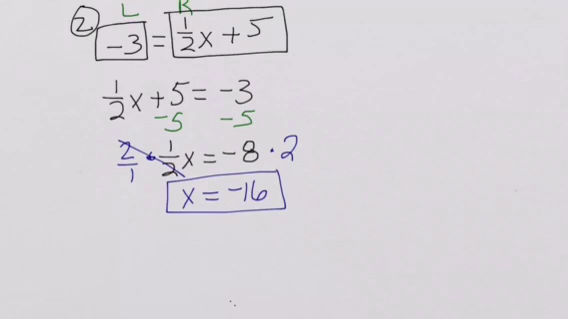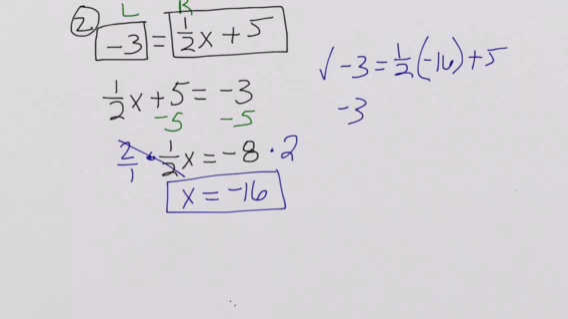Now, of course, we're going to go back up and we're going to do our check. Negative 3 is equal to 1/2 times negative 16 plus 5. Negative 3 is equal to negative 8 plus 5. Negative 3 is equal to negative 3, and that's true, so that means we have the right answer.